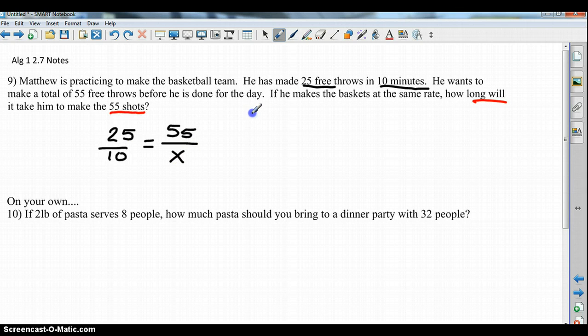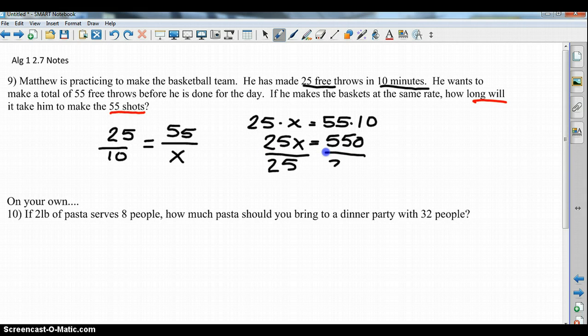So what I'm going to do is the cross product property. So 25 times x is equal to 55 times 10. 25x is equal to 550. Divide by 25. Divide by 25. X is equal to 22 minutes. So it will take him 22 minutes to score 55 free throws.